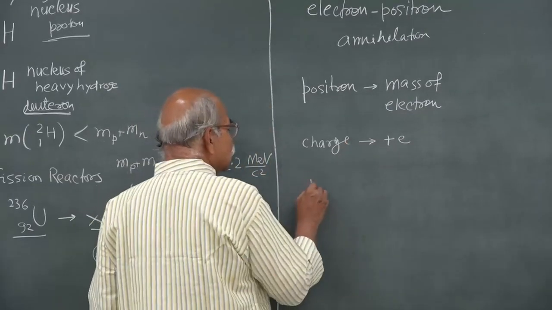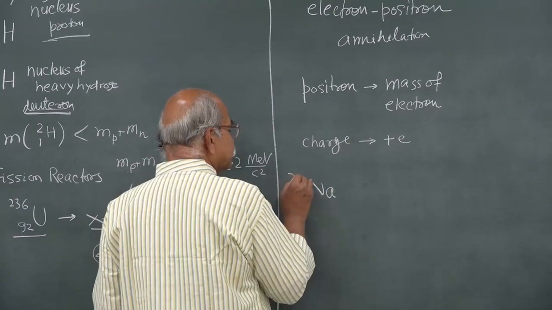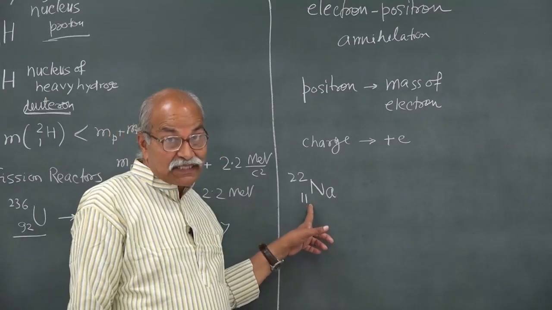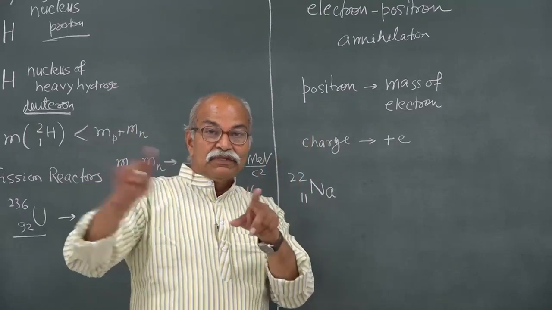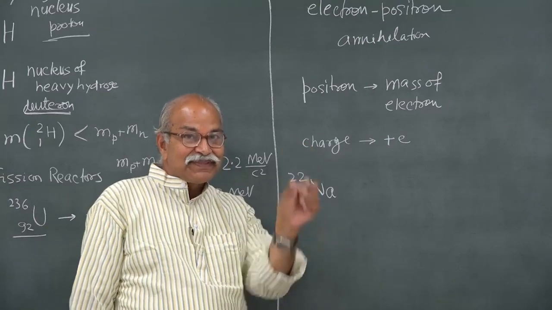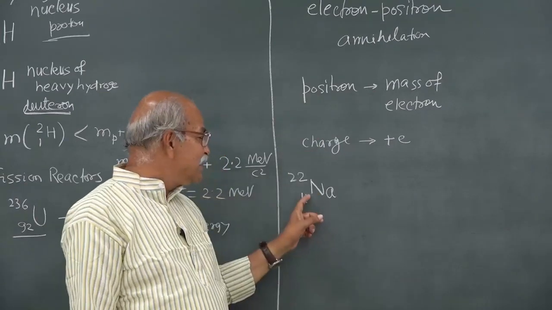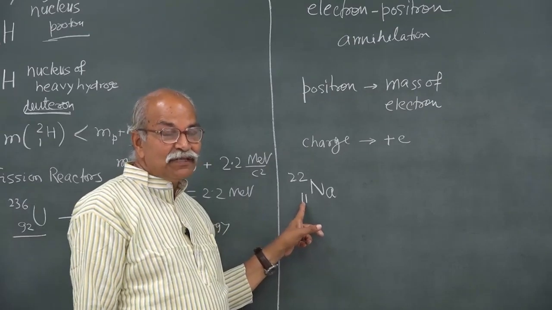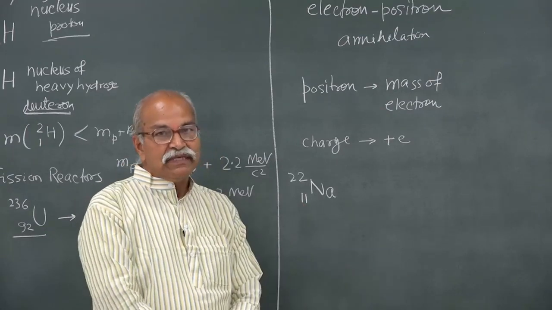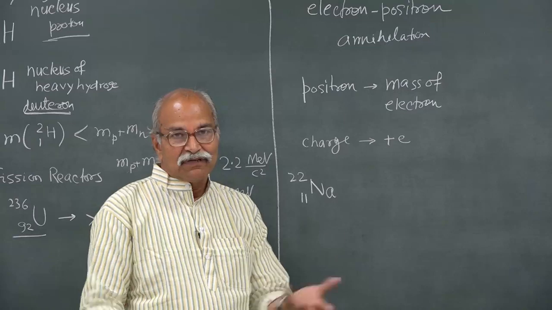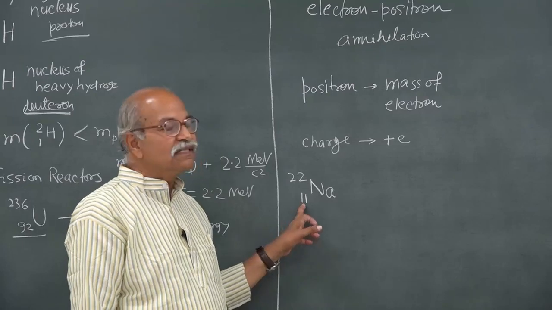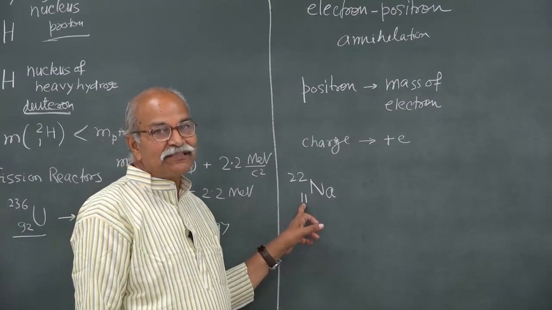One very common source is sodium 22. Sodium has 11 protons, that is the atomic number of sodium. If you recall the periodic table, in the first column you have hydrogen, lithium, then sodium. Z is 11. So, the number of protons in the nucleus of a sodium atom is 11, and the sodium generally available to us, for example in sodium chloride, our common salt used in the kitchen, will have 12 neutrons together with 11 protons in the nucleus.